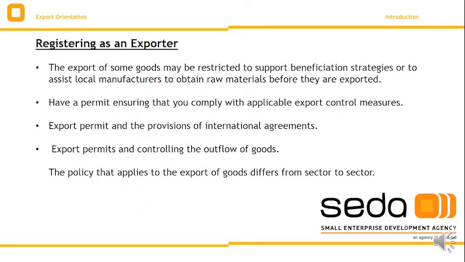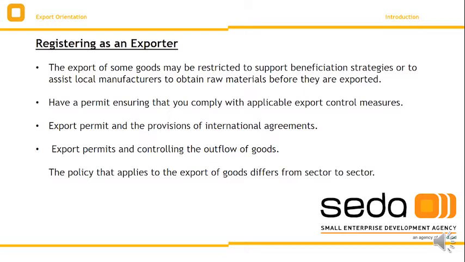To register as an exporter, you have to understand that the export of some goods is restricted, and the reason for this restriction or the control of these goods is to support beneficiation strategies. And these are strategies to convert raw materials or minerals to high value products. They are also restricted to assist local manufacturers to make sure that they are able to have access to raw materials before they are exported.